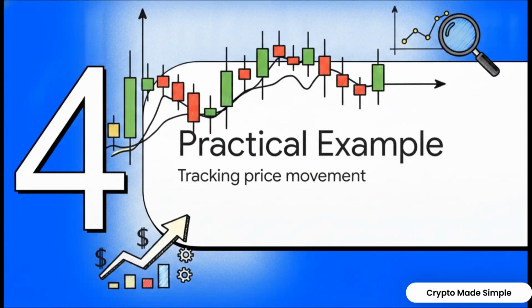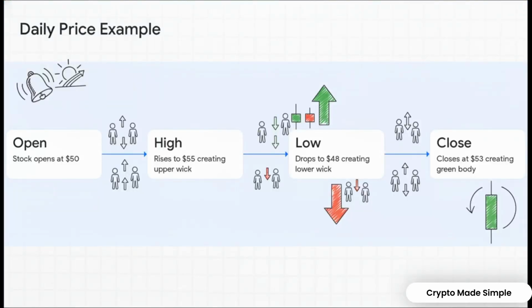Part 4. A practical reading example, putting the theory into practice. Okay, theory is great and all, but let's actually look at some raw data so you can visualize this in real time. Imagine the morning bell rings and the market opens. Step 1. Our stock opens exactly at $50. As the day goes on, the buyers push really hard. Step 2. It surges all the way up to $55. That 55 is our absolute high for the day, which forms the tip of our upper wick.